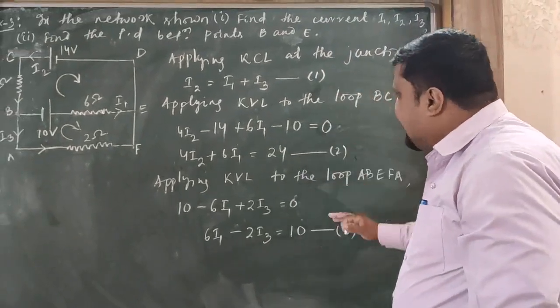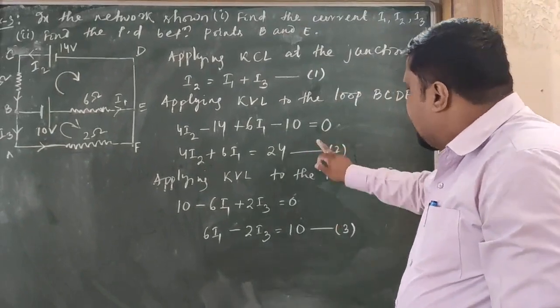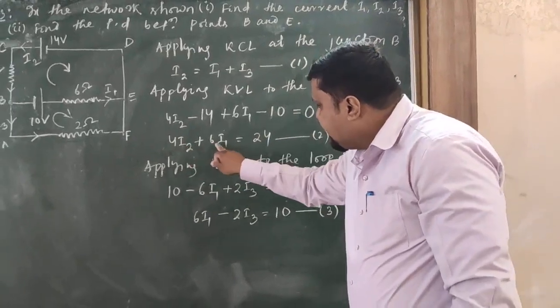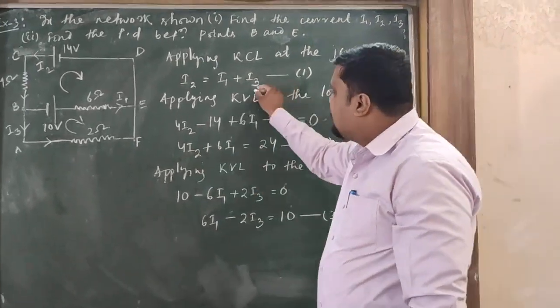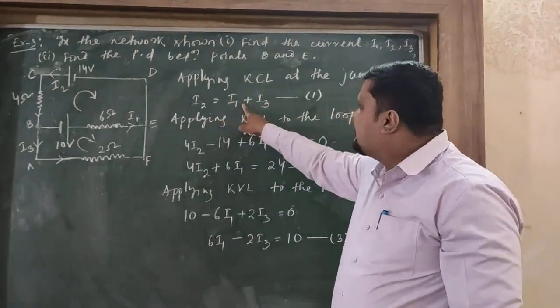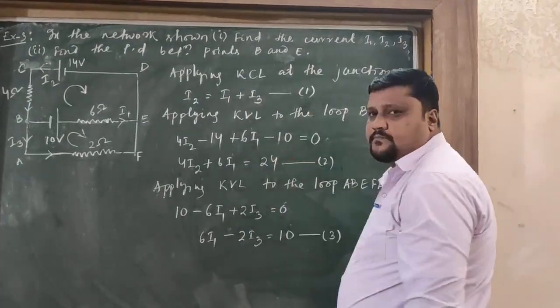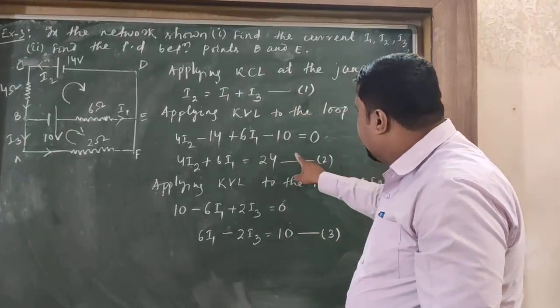Now after getting these three equations, you see here, I need the I1 and I2 expression. But there is an equation for I2: I2 is equal to I1 plus I3. Now you put equation 1 in equation 2. Put this equation 1 in equation 2.